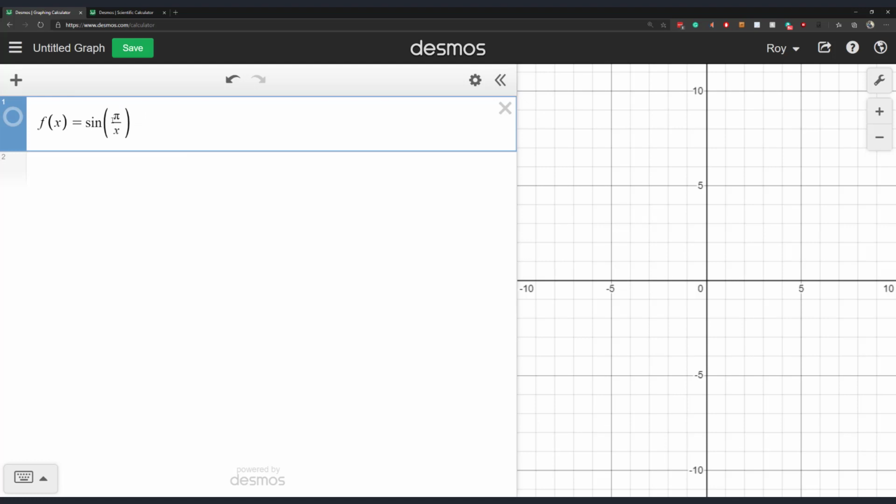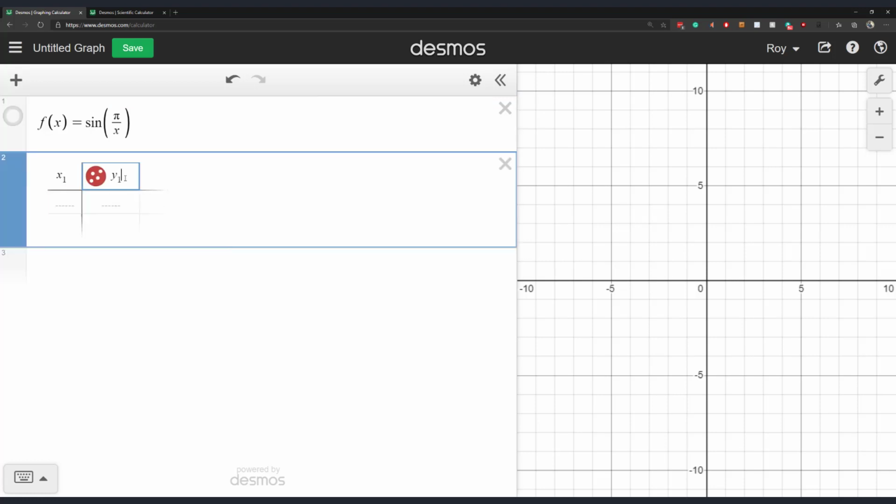Now I want to evaluate this function as x gets really close to 0. Notice I'm calling it f of x, whereas in the problem we were dealing with, it was just the limit as x goes to 0 of sine of pi over x. I just want to use f of x here so I can build a table. So I'll add a table here, and I'll change the outputs to be f of x sub 1. And now I want to allow x to get really close to 0. And this problem I absolutely love because it showcases something wrong with using tables.